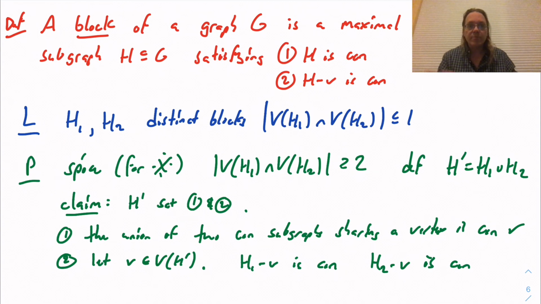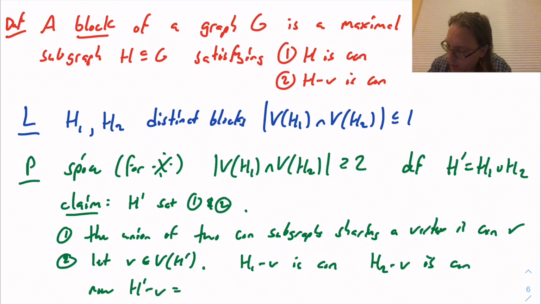But now I'm back to that same property. H1 delete V is a connected subgraph of G. H2 delete V is a connected subgraph of G. And those two subgraphs have to share a vertex, right? I mean, H1 and H2 overlapped in at least two vertices. I've removed V. Well, that's only removing one vertex. H1 delete V and H2 delete V are still connected subgraphs of my graph G, and they still share a vertex, and that means that the union of those two is connected.